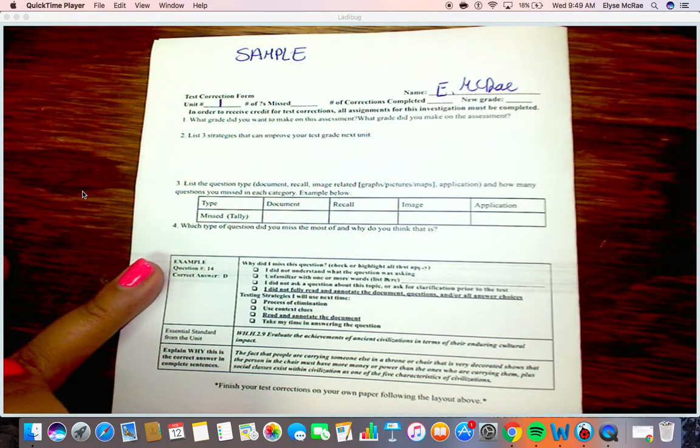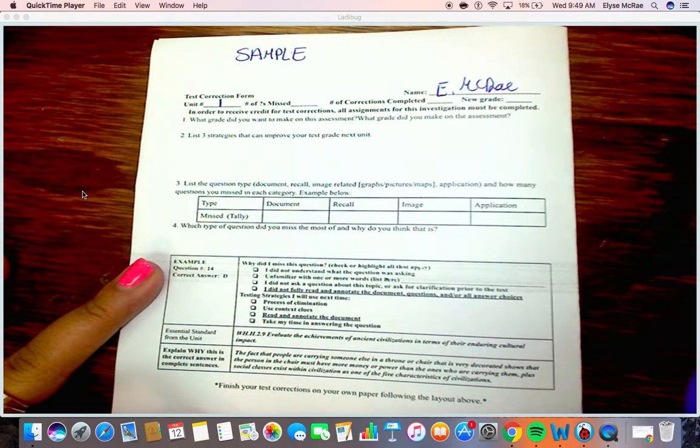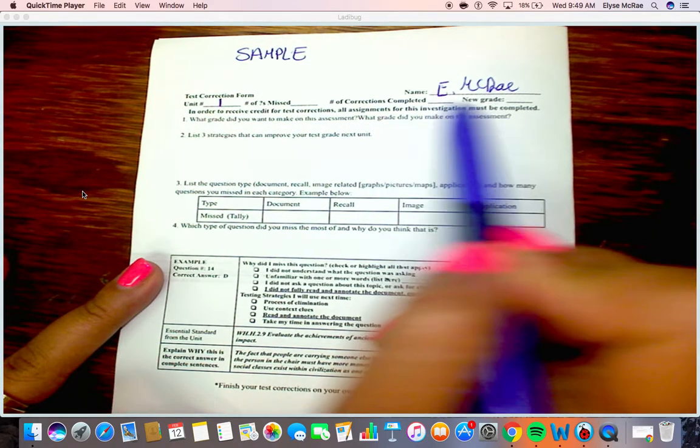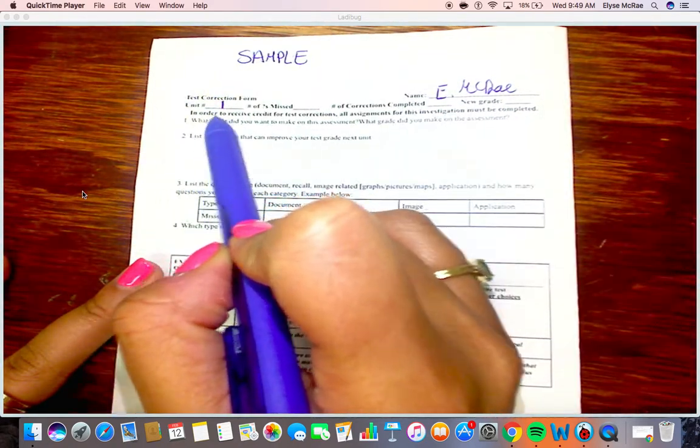Alright, so today we're going to learn how to do test corrections, and the two big things that you need to do on your paper today is put sample at the top and also put your name. You wouldn't put E. McRae because that's me, and this is Unit 1.